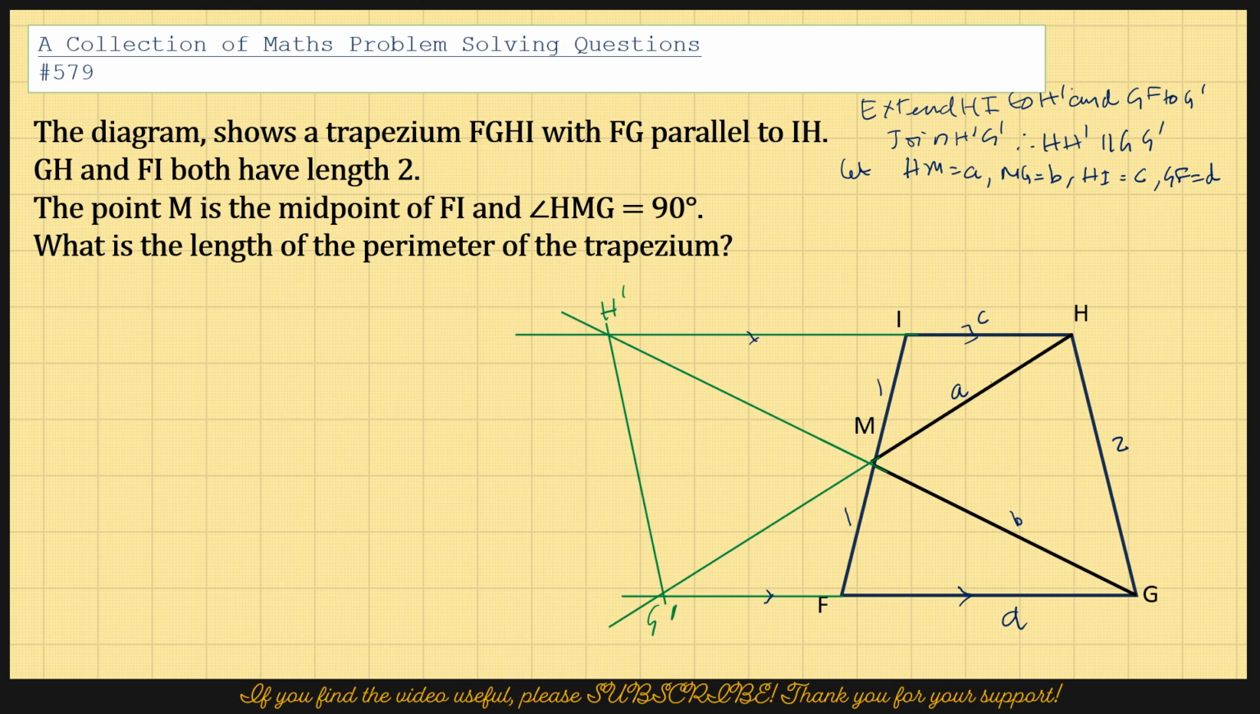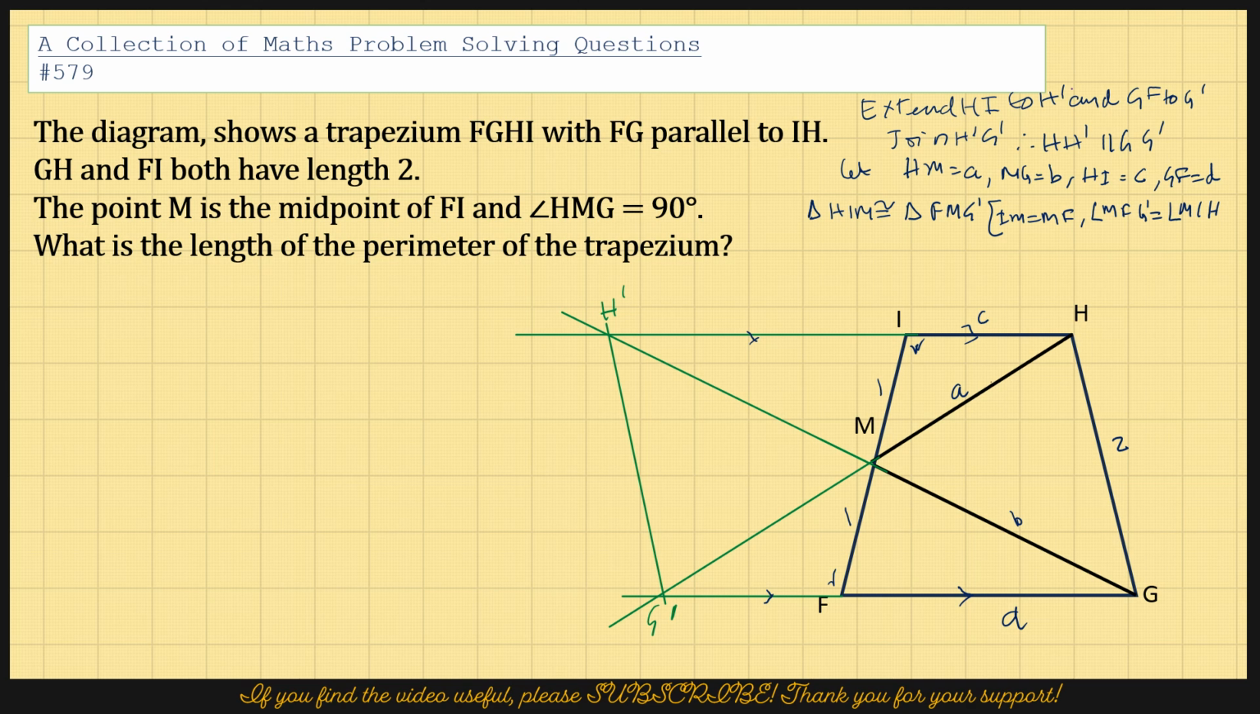And then I'm going to say that triangle HIM is congruent to triangle FMG dashed, and that is because IM equals MF, and angle MFG dashed, that's this angle, equals angle MIH. They are alternate angles.